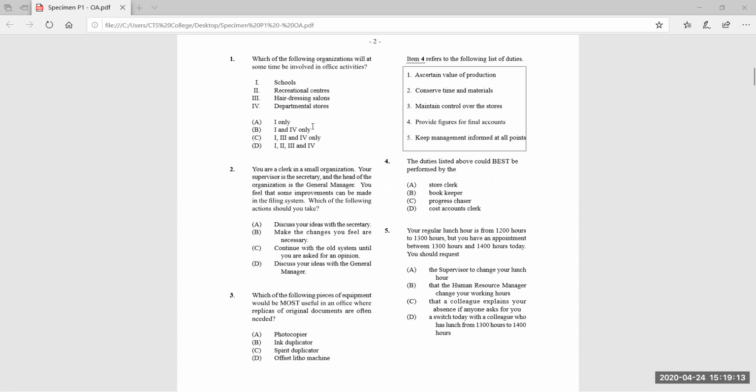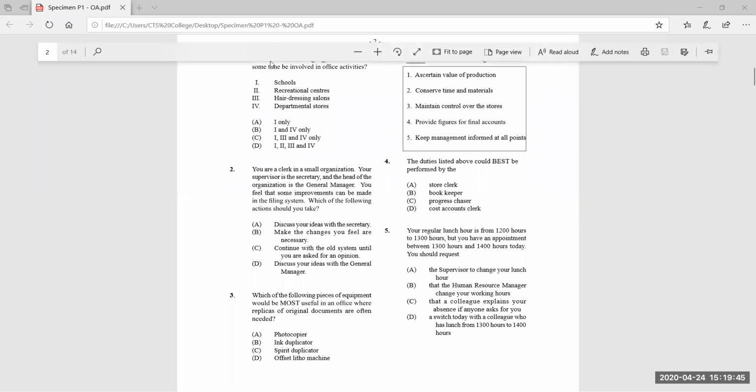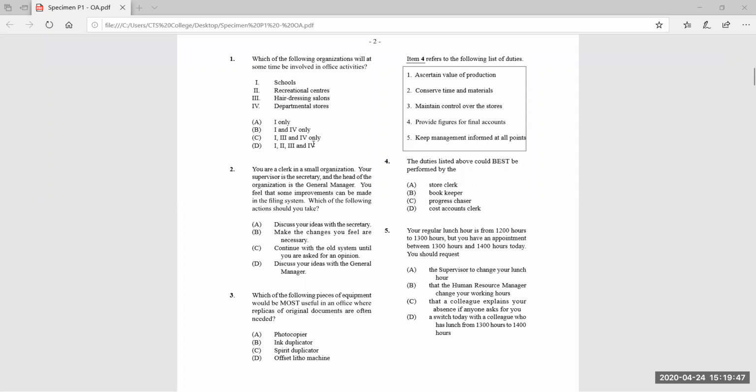Yeah. So based on that, which one of these answers do you think is most correct there? D. Which one? D. No, remember we just said that the general manager is first. Under the general manager, we have the secretary. Under the secretary, we have you, who's the clerk, right? The clerk cannot go directly to the general manager. Why? Because there is a person in between. The person in between is the secretary.